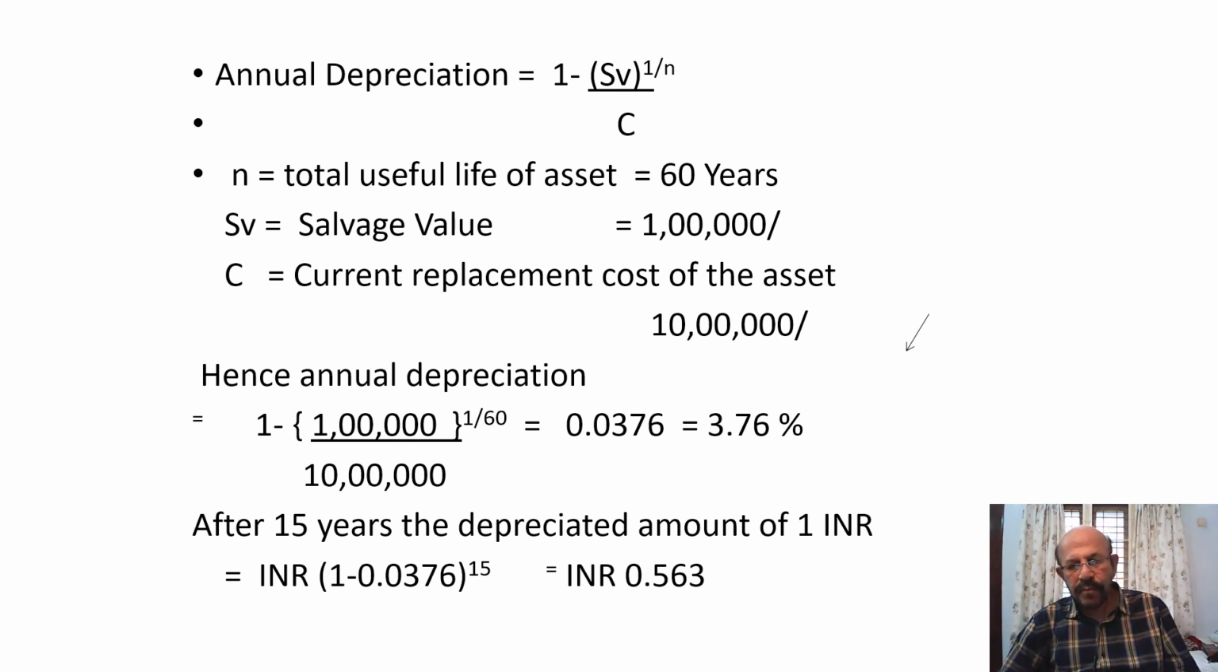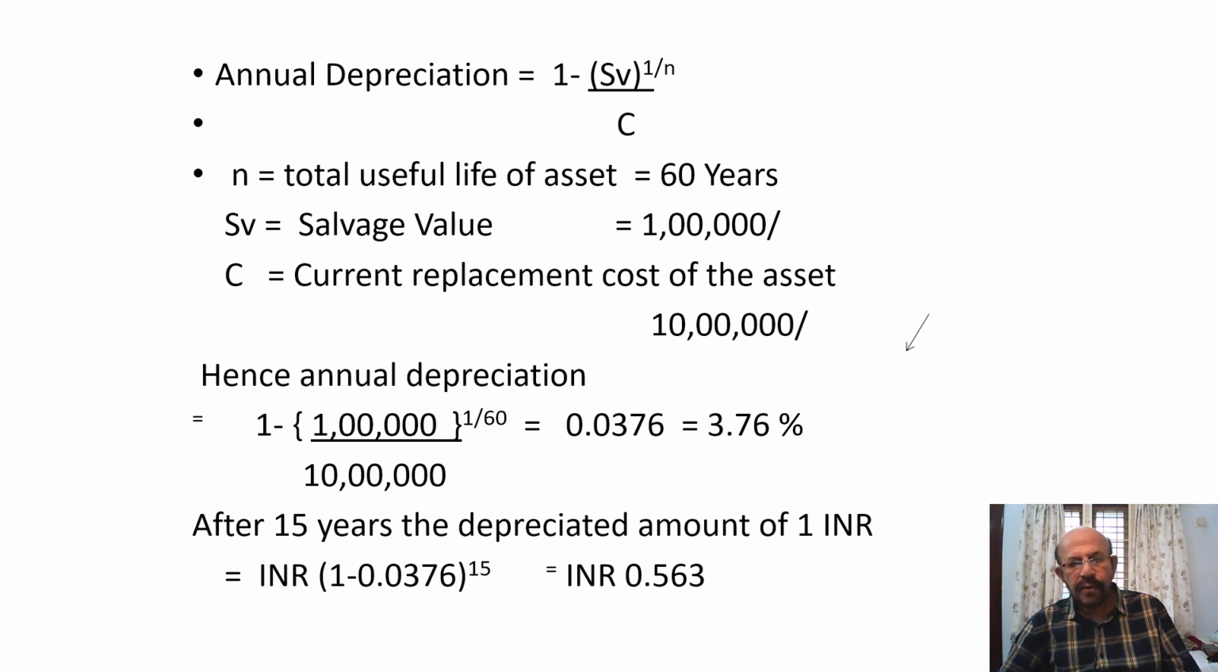Please go through the formula carefully. This has been derived from the original formula to find out the annual depreciation. The replacement value was given as 10 lakh. Salvage value was given as 10%, so 10% of 10 lakhs is 1 lakh. Life is 60 years and age is 15 years.